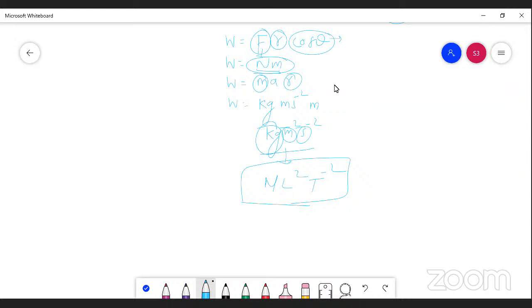So we completed what is work and how we define work. Then the unit of work, and I completed the dimensional formula for work. Now we will see when the work done by a force is maximum, when it is 0, when it is positive, and when it is negative. This is the information.